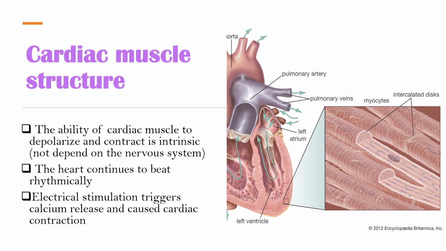Cardiac muscle structure. The ability of cardiac muscle to depolarize and contract is intrinsic, not depending on the nervous system. Electrical stimulation in the form of a cardiac action potential triggers the release of calcium from the cell's internal calcium store, the sarcoplasmic reticulum. The rise in calcium causes the cell's myofilaments to slide past each other in a process called excitation-contraction coupling. The heart beats rhythmically due to the electrical stimulation that triggers calcium release and causes cardiac contraction.